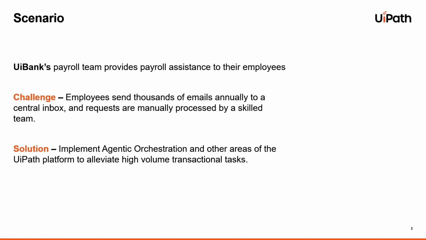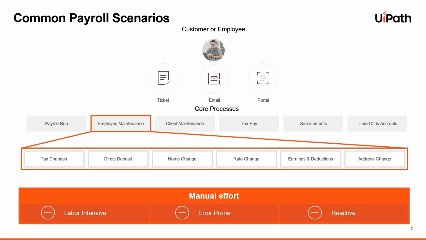And to solve for this, we'll look at how agentic orchestration can be leveraged to automate these transactional tasks away. We'll see how agents, robots, and humans can work in tandem to bring tremendous efficiency improvements to customer and employee-facing support operations. We'll focus today on the employee maintenance aspects of payroll, where oftentimes employees are reaching out to the team to process things like direct deposit updates, name changes, address changes, and so forth, where a lot of manual, labor-intensive tasks take place.